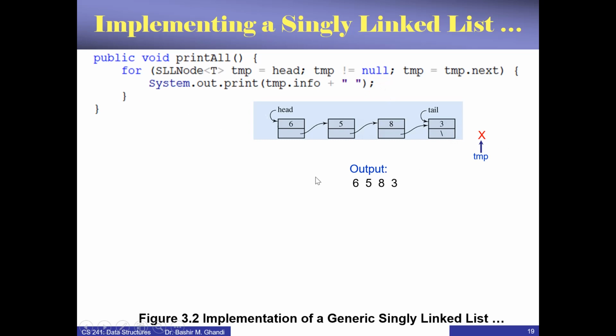And you can see at the end of the loop, we were able to print the info in our list. Basically, this is what the print all method is supposed to do. It's supposed to help us print all the nodes in the list. As you can see, you need to traverse the list from beginning until the end.